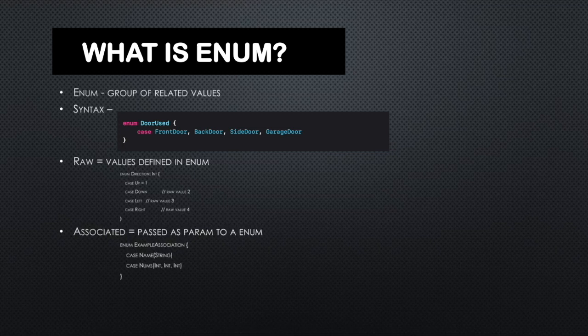Associated values are like passed values, passed as a parameter to an enum. The syntax of that is like this: enum ExampleAssociation. This is my enum name. Stupid, I know. And then case name, and in the brackets you can say String, so this case will accept names of type String. And then case num can have 3 integers, like Int, Int, Int. So this is also very useful.